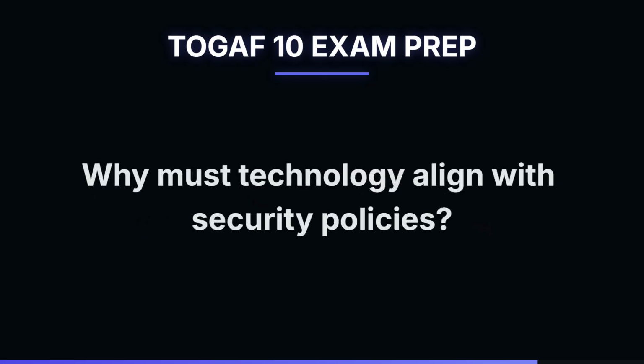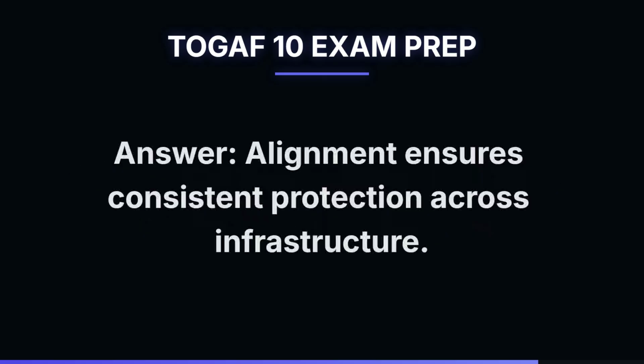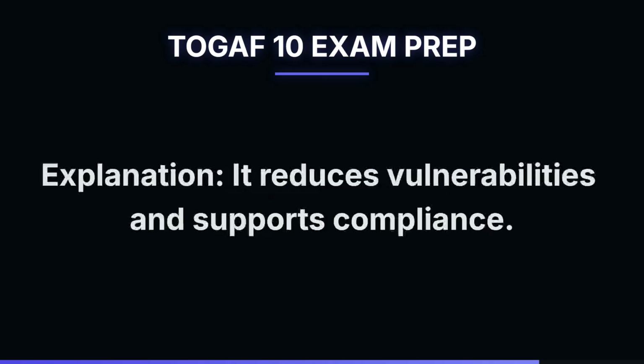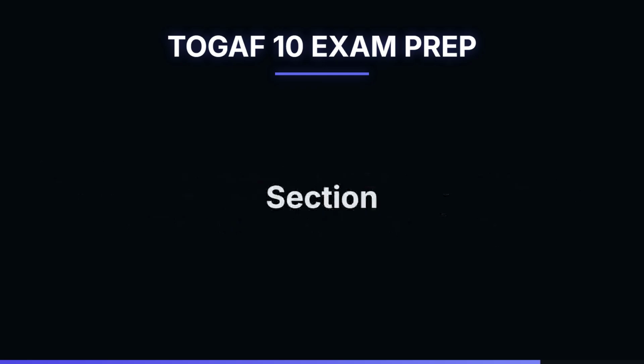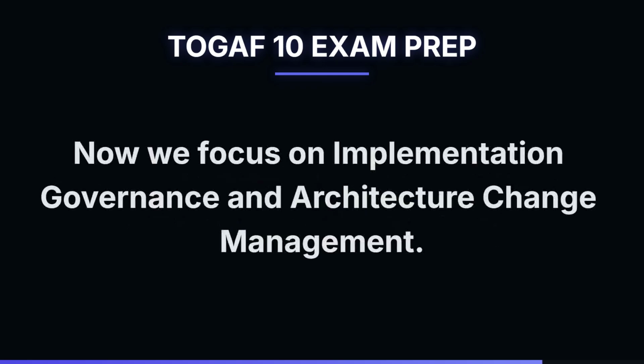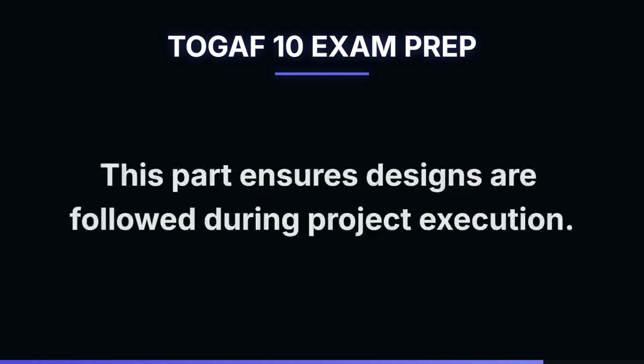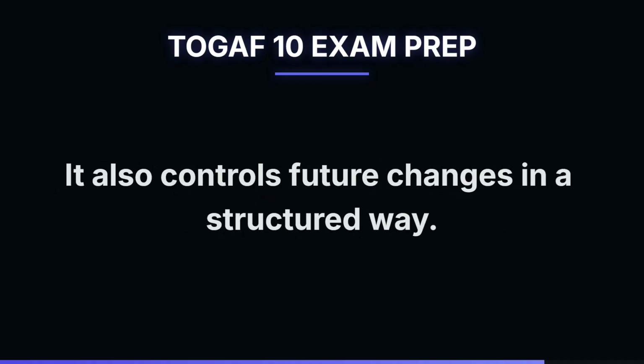12. Why must technology align with security policies? Alignment ensures consistent protection across infrastructure. It reduces vulnerabilities and supports compliance. Section 6. Now we focus on implementation governance and architecture change management. This part ensures designs are followed during project execution. It also controls future changes in a structured way.